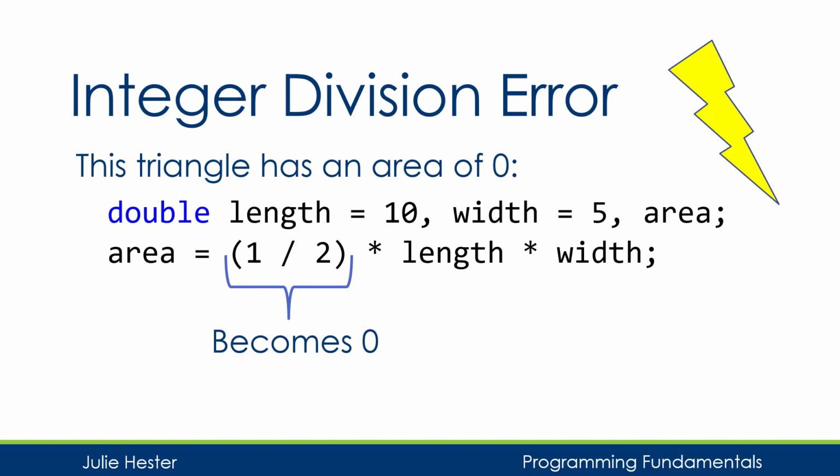That's a kind of error where if I see my triangle has an area of 0, that's probably going to stand out to me as that doesn't look quite right. But sometimes these errors are harder to find, and I'll show you one of those.